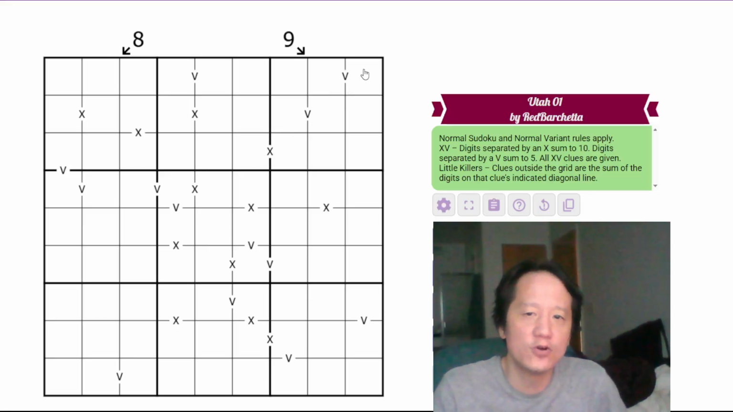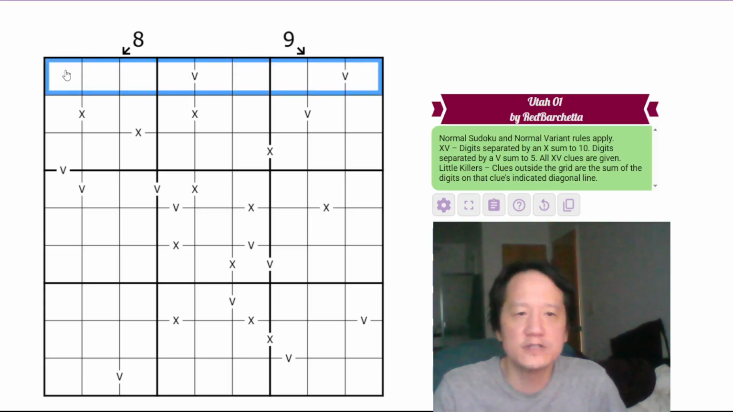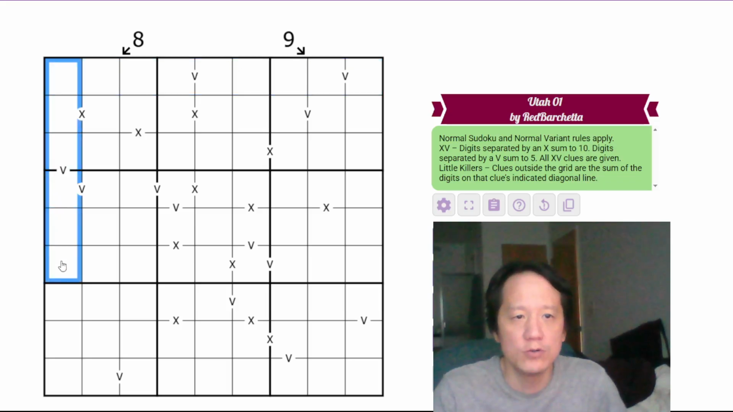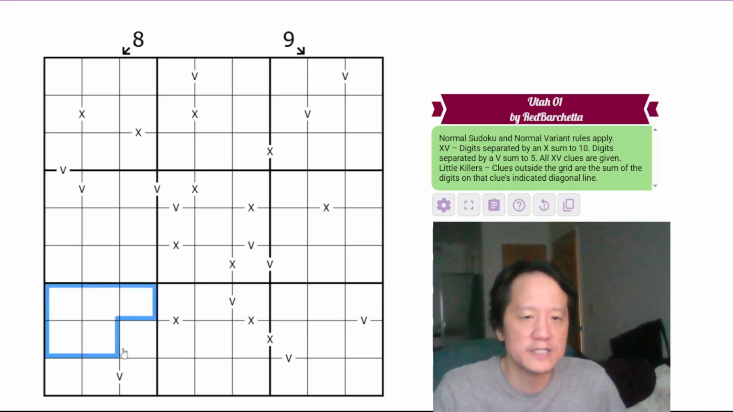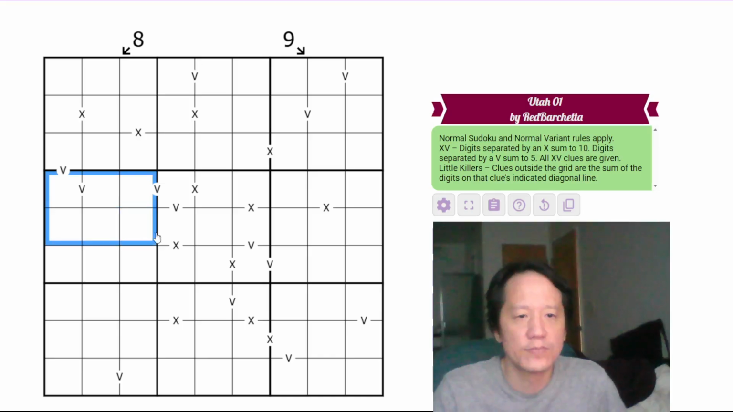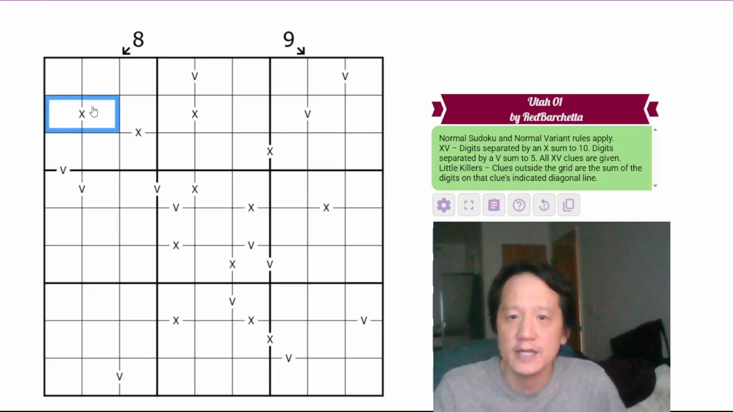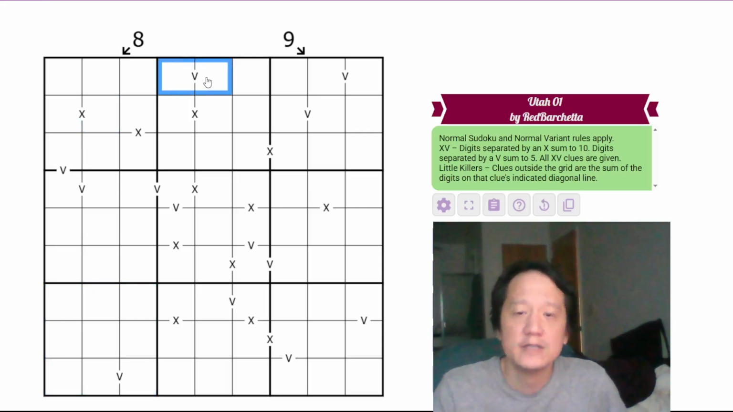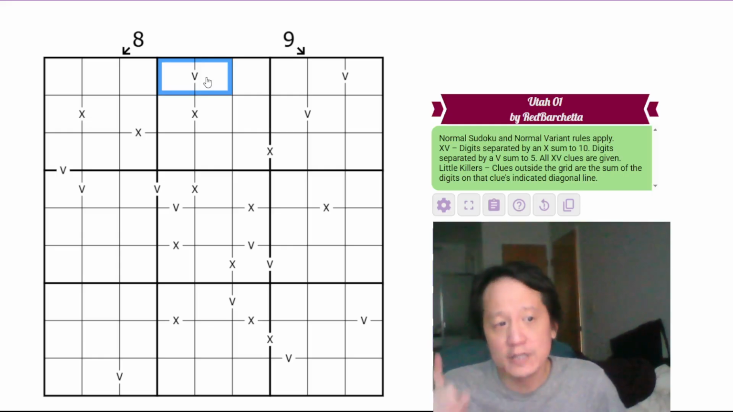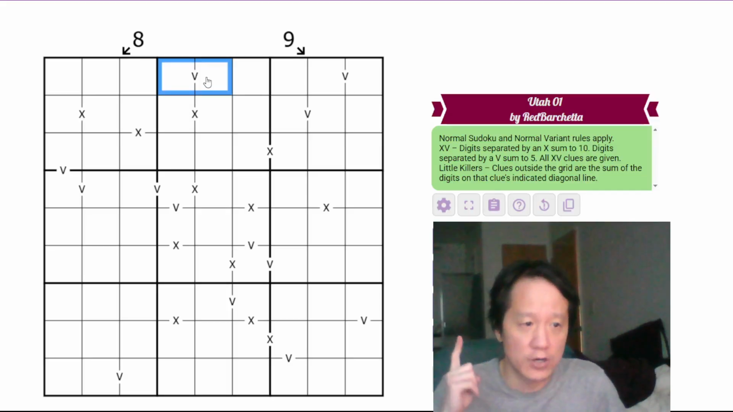We have normal Sudoku and normal variant rules apply. Normal Sudoku rules means fill the entire grid with the digits 1 through 9 such that there are no repeats in any row, column, or designated 9-cell regions. So there cannot be repeats here and here. We have XV, where digits separated by an X sum to 10, and digits separated by a V sum to 5. And all XV clues are given.